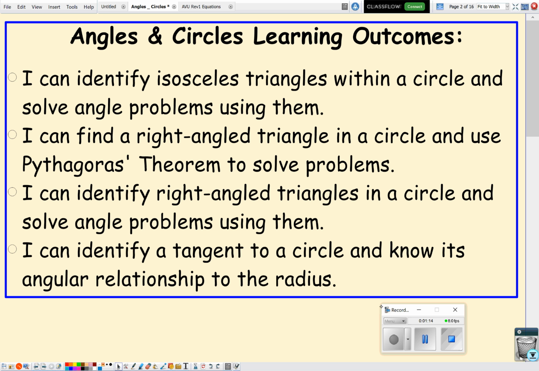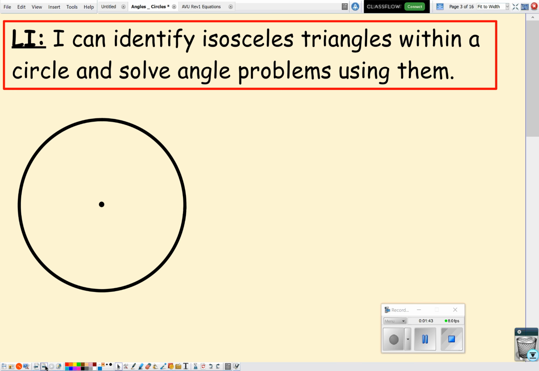The third video I'll do is to do with right angled triangles in a circle and angle problems. And then the fourth and final video is to do with tangents to circles, and it's sort of the angular relationship to the radius. I'll probably do that in two separate videos. So as I say, this video is going to be to do with isosceles triangles within a circle and solving angle problems using them.